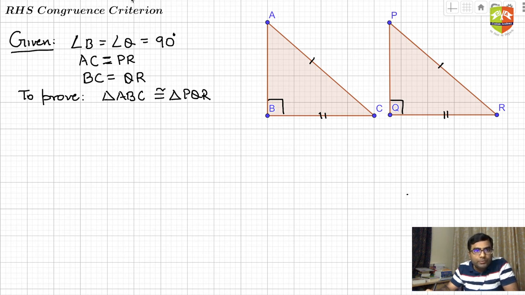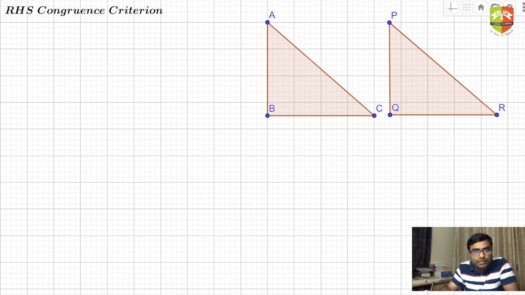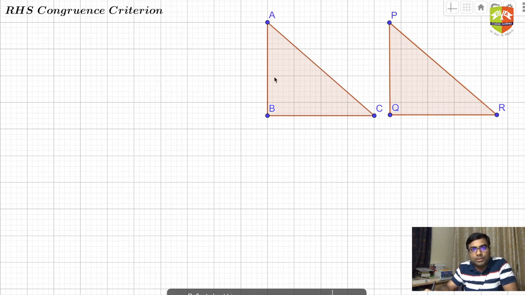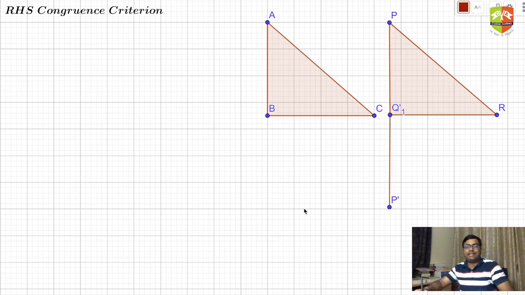Let's use a tool available with GeoGebra. Let me switch this off because it will not work otherwise. Let this reflection tool be there. I'm going to reflect this line. Oh sorry, it just picked up the entire triangle. I don't need that. Let me do it once again and reflect about a line. I have to reflect this line only about this line, and fantastic, I got P dash.